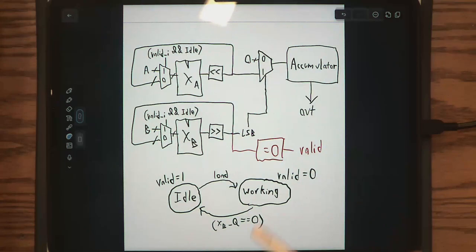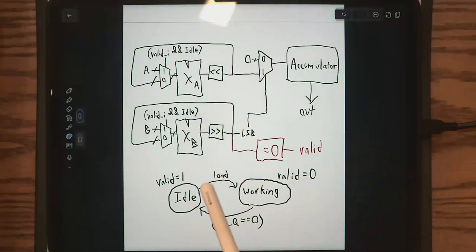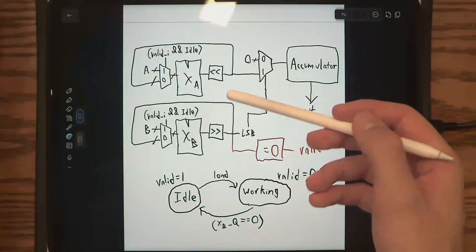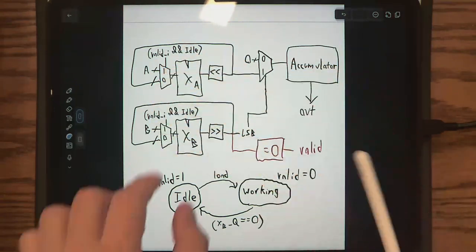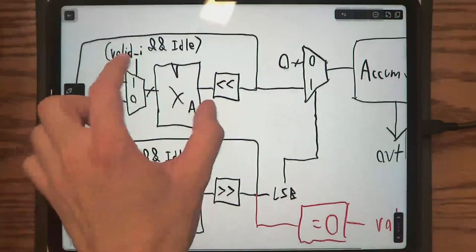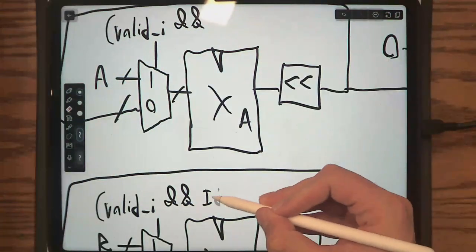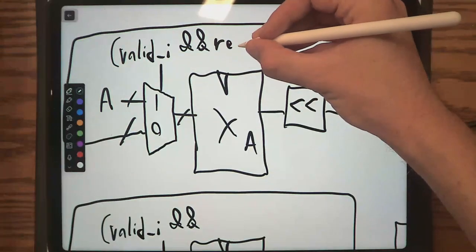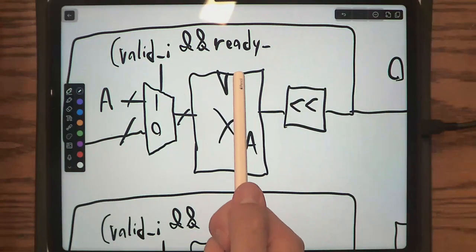And so if it sees that ready and valid are high at the same time, that is actually the real way to determine when load should be activated. So instead of idle, I'm actually going to replace this with ready, and then we will implement a ready signal. And so will ready be an input or an output here?